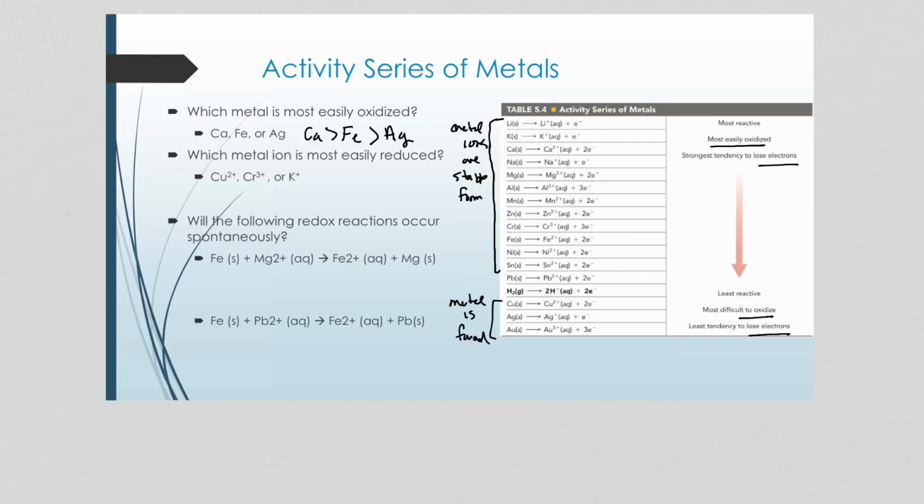Now, let's look at it from the reverse perspective. Let's look at the ion form and ask which of these ions is most easily reduced. In other words, which of these ions is most likely to want to go back to being the metal? Well, this is going to go in reverse. Since the metal is at the bottom, the metal is the more stable form, and so the ions are more likely to be reduced back to the metal if you're at the bottom of the table. So copper 2 plus is going to be the most easily reduced, and then they're going to get harder to reduce as you go up, of course. So we get to chromium, right?